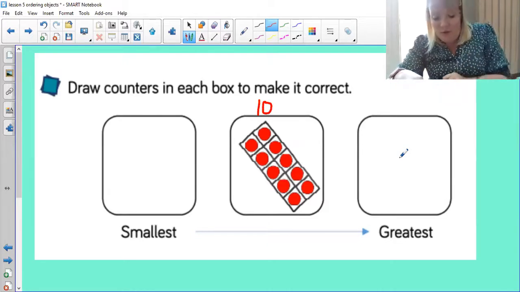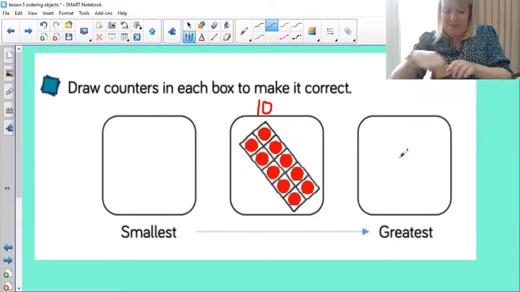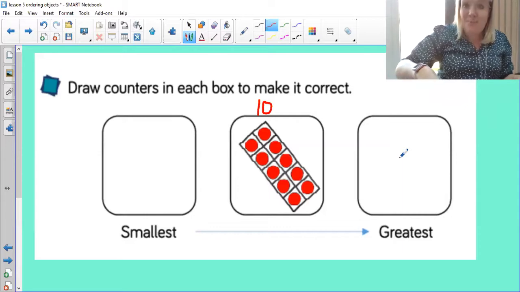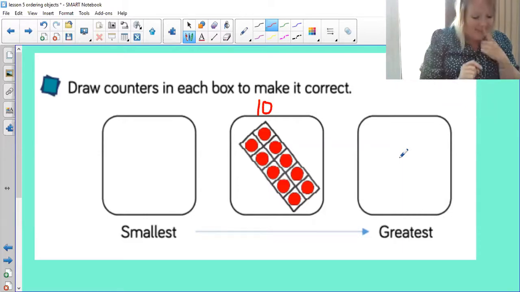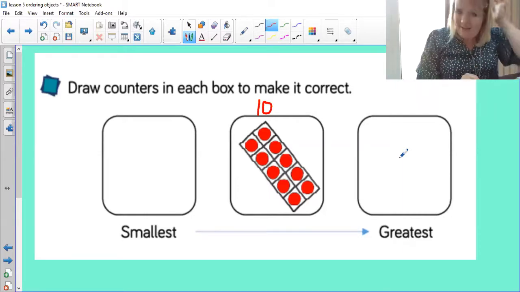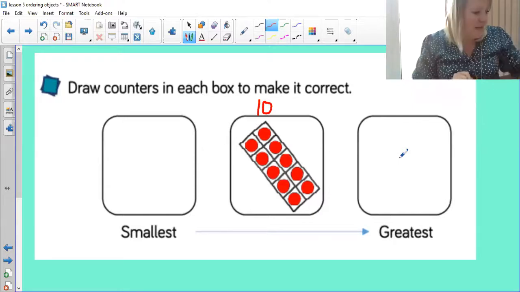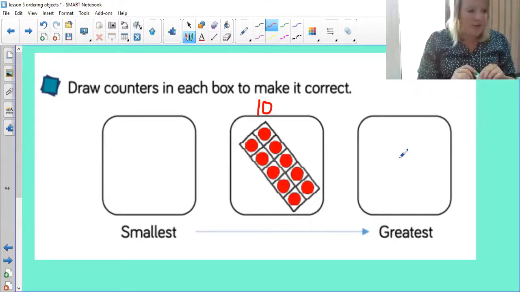Great, somebody said 7. 1, 2, 3, 4, 5, 6, 7. 7 is smaller than 10, so that would work in that box. Oh, I need a number that's greater than 10. Some of you are saying really big numbers, still in the hundreds, and you're right, but I just don't have that many cubes.